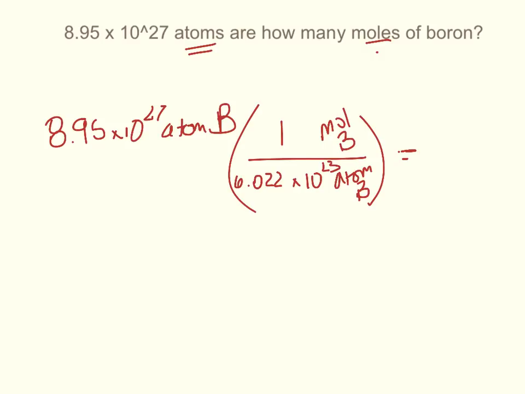And so when I do the math, and I punch this into my calculator, I should find I get like 14,862, but I want 3 sig figs, so I'm going to round that to 14,900 moles of boron.